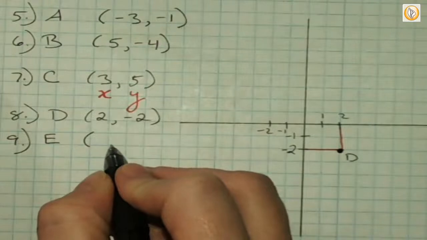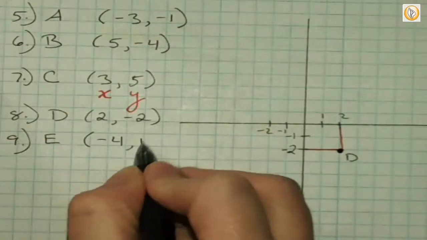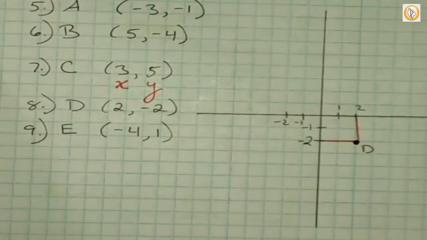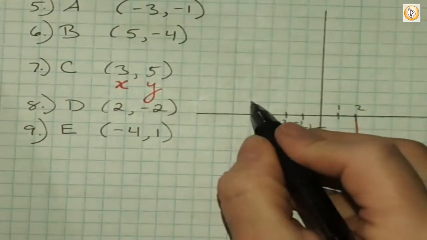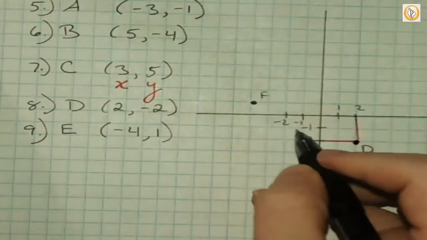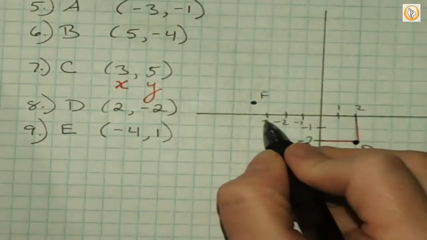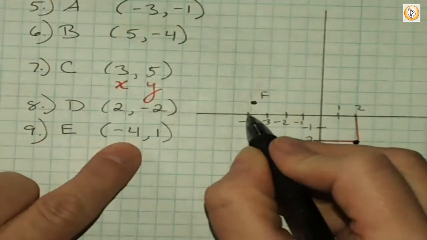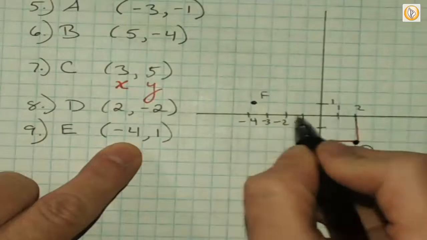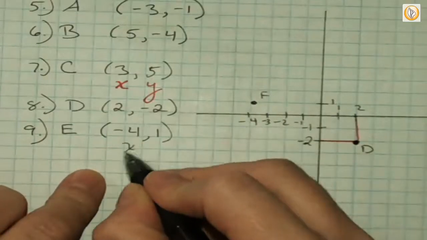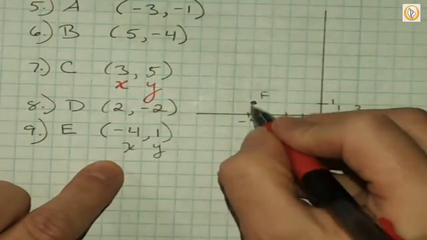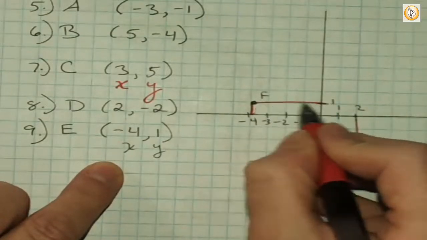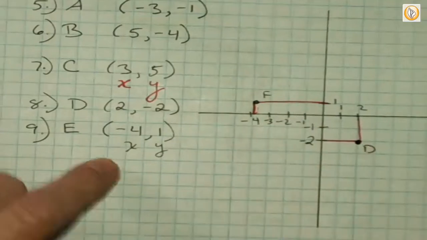You ready? What'd you get? Very good. Do y'all see that? So here's E. So this is -3, this is -4. So X is -4, this is +1, and we go up to 1. So X and Y. So it's right here. I always tell kids to draw this. So X is -4, and the Y is 1. Y'all see that?